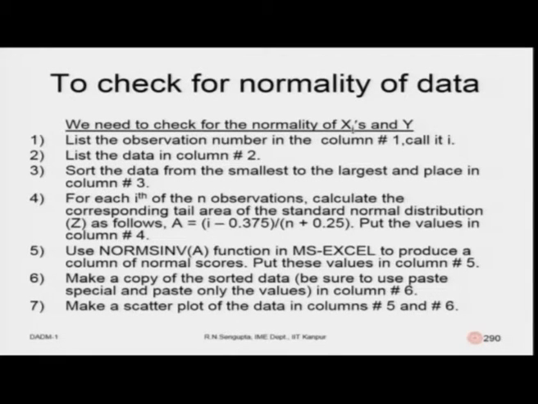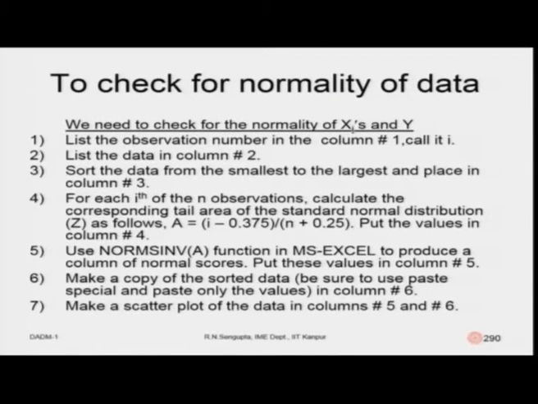So, as I said, we need to check for normality. I will read it again, because we have already done it once, using the Excel sheet. We list the observation numbers in column 1, call it i, then list the actual data for which you are going to do the QQ plots and try to verify. We list the data in column 2, then sort the data in column 3 from the least to the highest.